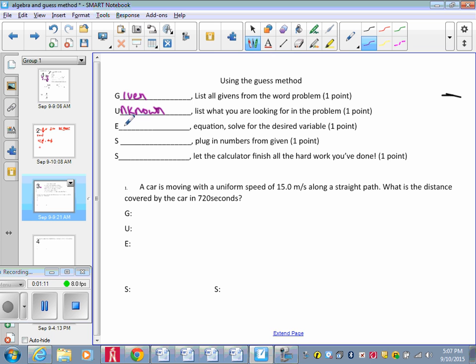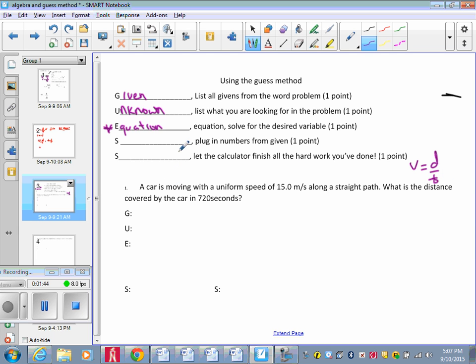Okay, the E stands for equation. Okay. Now, the hardest part about this process is this step, the equation. Because look right here. If I'm using the definition of velocity, velocity equals displacement over time. It should be a T, not a squiggly. Displacement over time. That's a T, I promise.